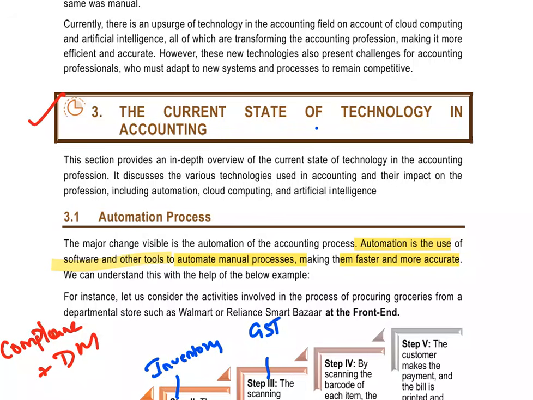Welcome to the video. Here we are going to discuss the accounting and technology chapter in FR. In that, I'm going to discuss this part which has not been tested in exam, and I feel like this is important. So we'll just see this.